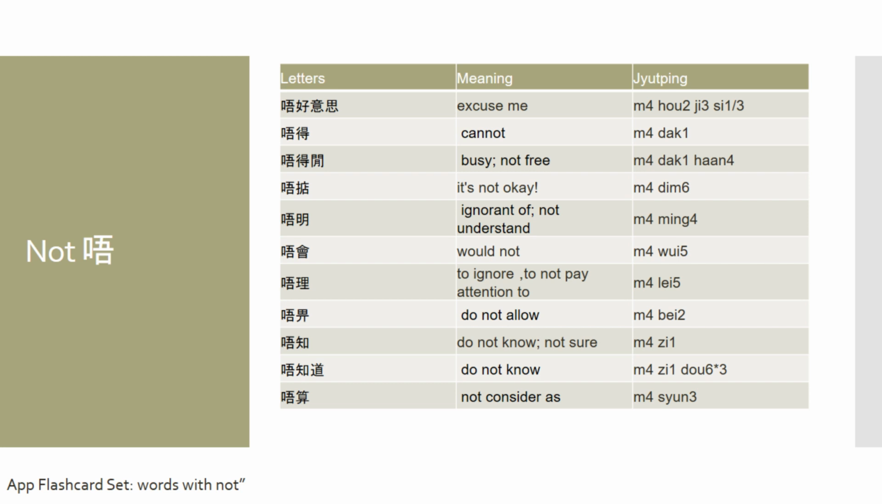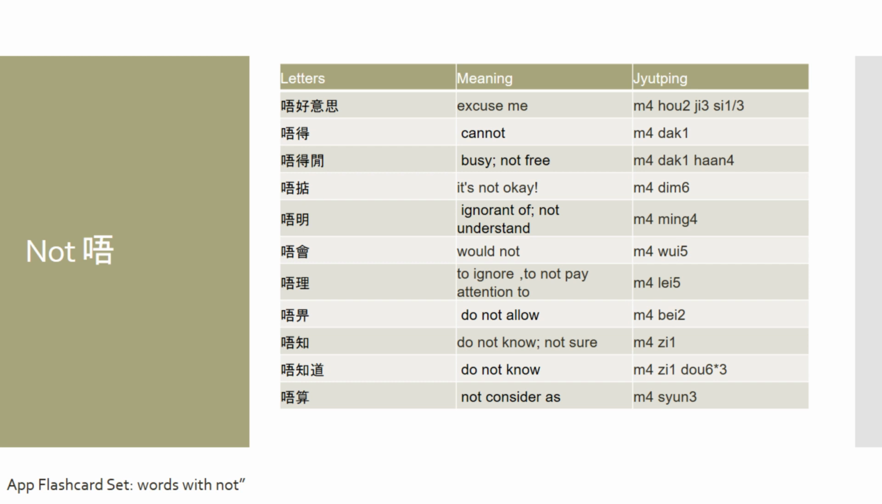If I wanted to say excuse me in Cantonese, then it would be 唔好意思, or 唔好意思. Both work. If I want to say cannot in Cantonese, then I would say 唔得. If I want to say busy or not free in Cantonese, then it would be 唔得閒. If I wanted to say it's not okay in Cantonese, then it would be 唔掂.